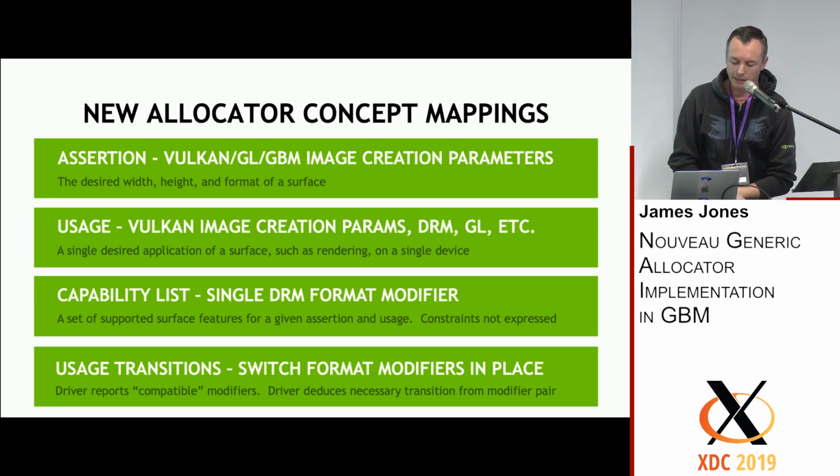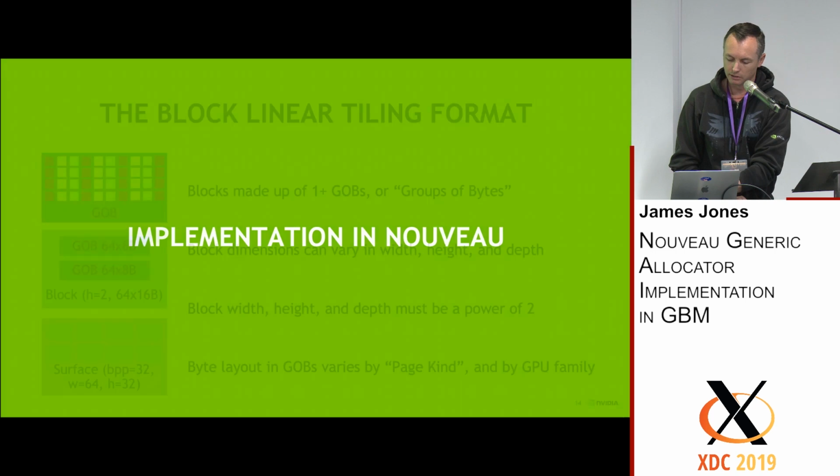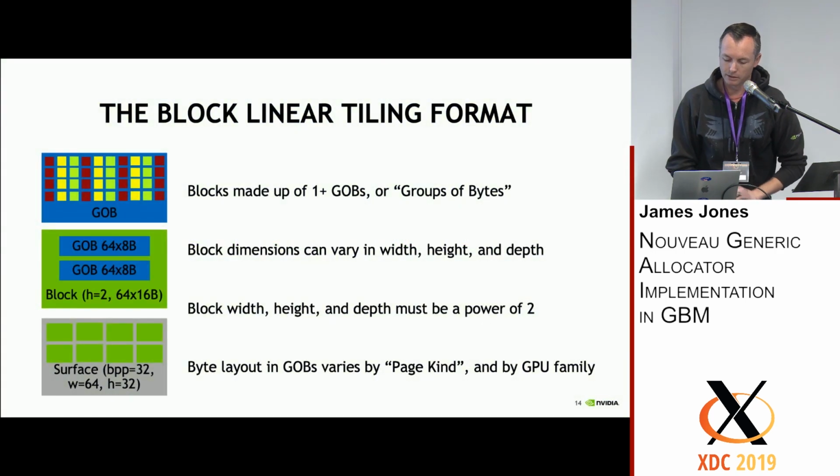The only really novel thing that I added was the usage transitions. And this is pretty simple once you break it down like this. A usage transition is just switching from one format modifier to another on the fly without reallocating. And so I added a new extension that could do that. So with that in mind, let's walk through the implementation stuff.